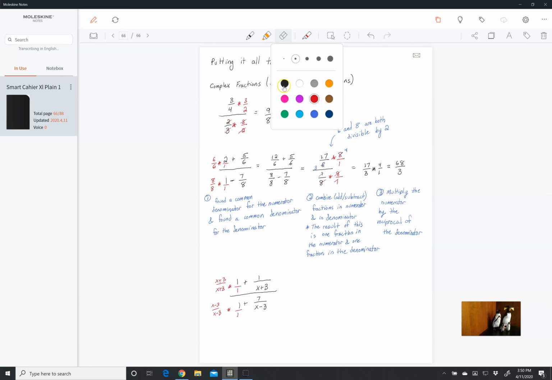So what that gives us, and I'm going to write this as an extra fraction, okay? So you could conceivably skip this step. We have x plus 3 over x plus 3 plus 1 over x plus 3. And then in the bottom here, we have x minus 3 over x minus 3, and then plus 7 over x minus 3.